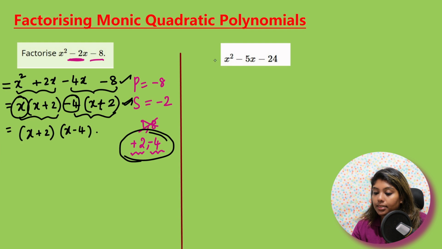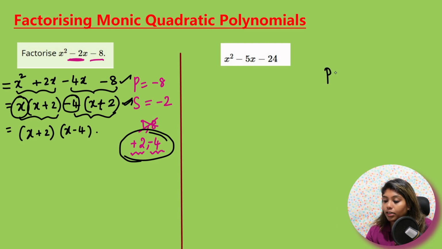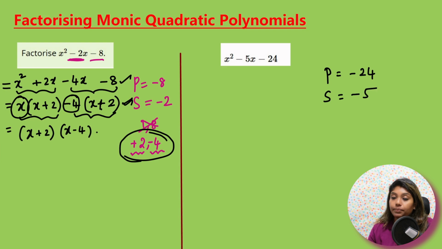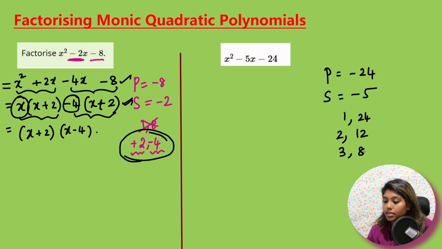All right, let's try the second question. It's the same way. Find out the product and sum. Product is -24, the constant term. Sum is the coefficient of x, which is -5. Now I have to find a pair of numbers that gives me a product of -24 and a sum of -5. So for 24, it could be 1 and 24, 2 and 12, 3 and 8, 4 and 6. And that's pretty much it.